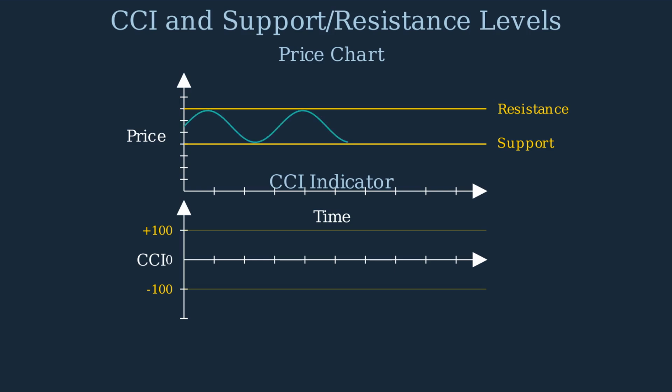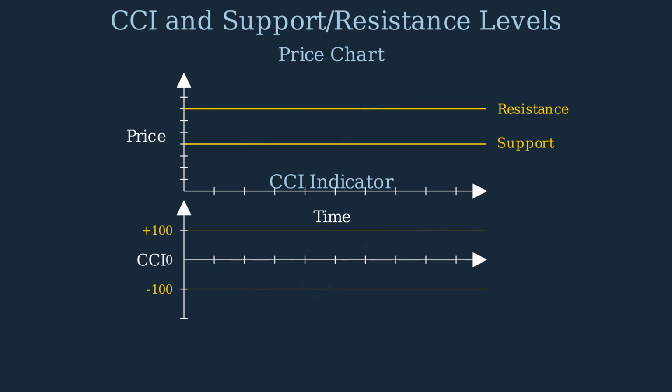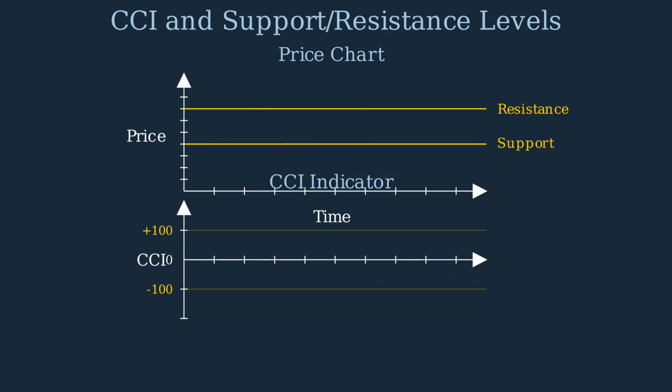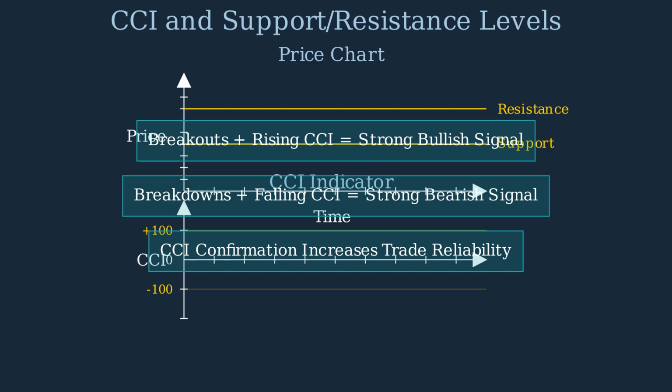Let's look at a bullish scenario. When price breaks above resistance and the CCI indicator is positive and rising, it suggests strong momentum behind the breakout. Conversely, in a bearish scenario, when price breaks below support and the CCI is negative and falling, it confirms strong downward momentum. This relationship between price action and CCI momentum significantly increases the reliability of breakout trading strategies.